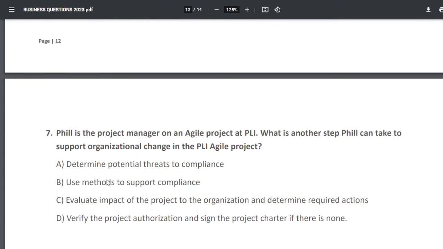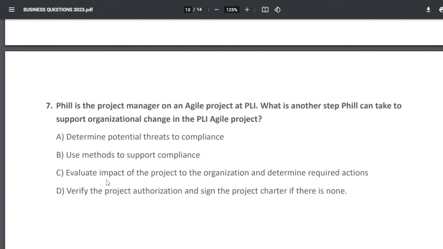Here's the final one. Phil is the project manager on an Agile project at PLI. What is another step Phil can take to support organizational change in the PLI project? So, again, using the process of elimination, you got to get rid of those that are not realistic or are red herrings. This is talking about threats to compliance. This is talking about methods to support compliance. This does not have to do much with organizational change in the business context.